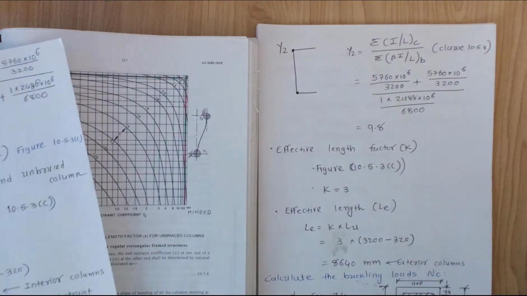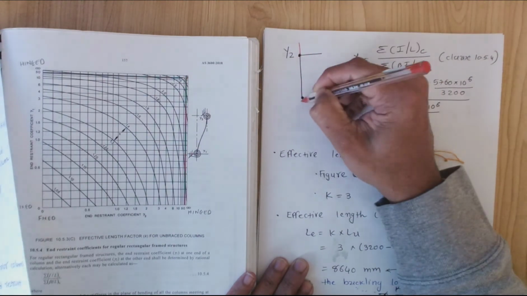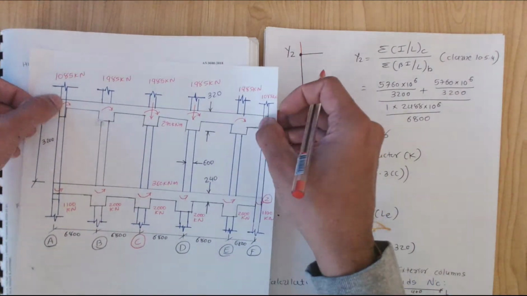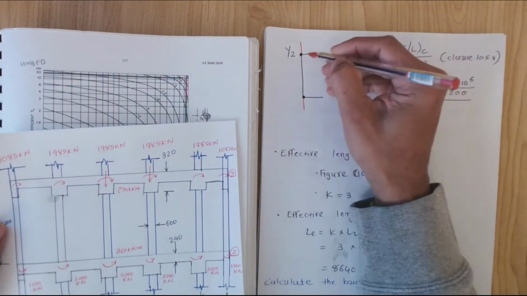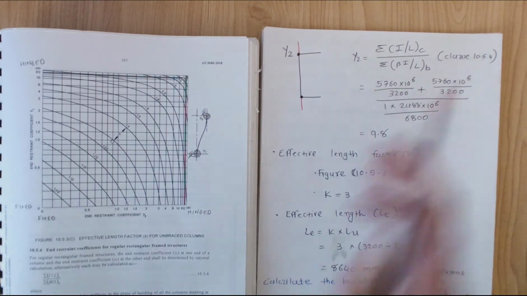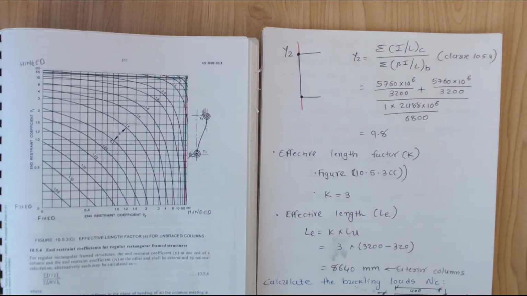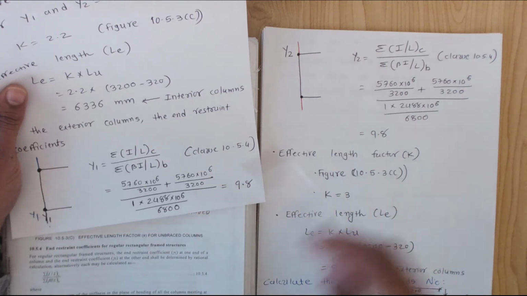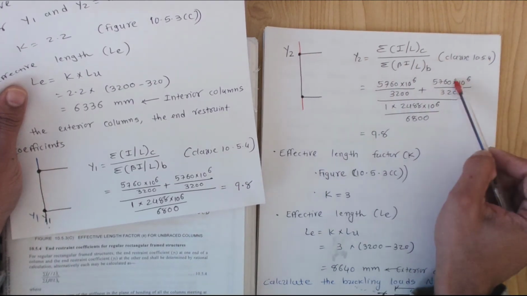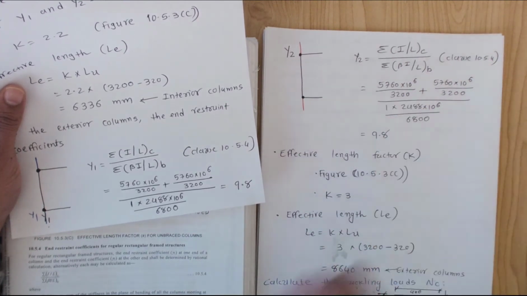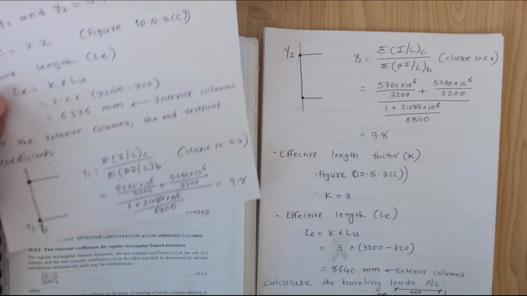We follow exactly the same thing. Let me extend the columns here. If I want to find this at this joint, you have two columns here, that you can see there. So the two columns 5760, exactly the same thing we did just now, where you calculate 9.8. Because you have two columns and one beam, there is one beam here. I already explained this 6800 over 3200 in the previous step, so it gives me 9.8.